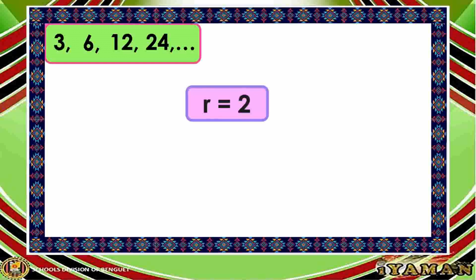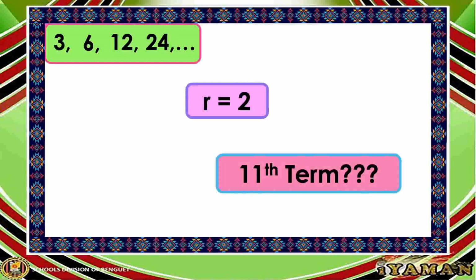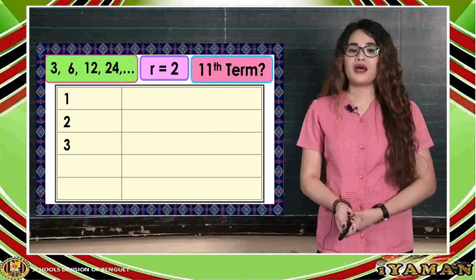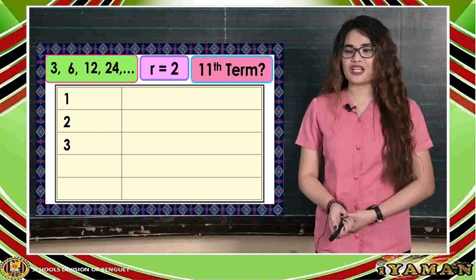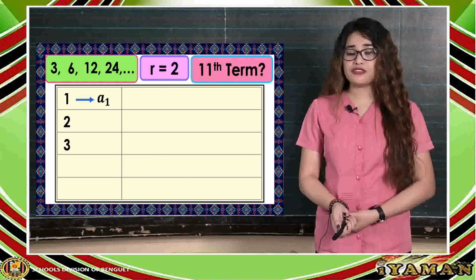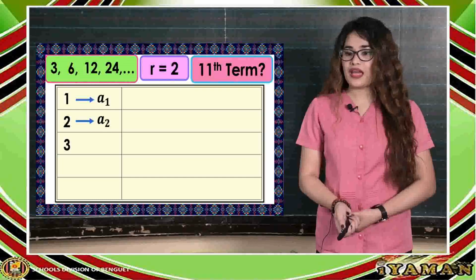Now, what if somebody would ask, what's the 11th term? Well, one way to do this is to keep multiplying by 2 until we find out what the 11th term is. But let's find a general way to do it. Let's illustrate this sequence using a table. In the first column, let's write what the number of the term is, like 1, 2, 3. But let's use a slightly different notation. Instead of 1, let's write a sub 1. Instead of 2, let's write a sub 2, and so on.